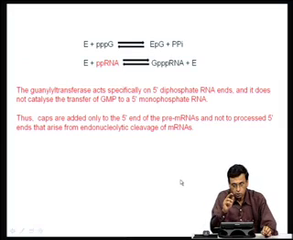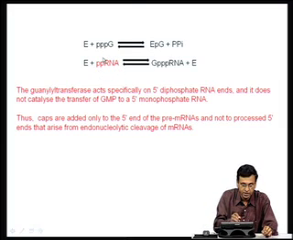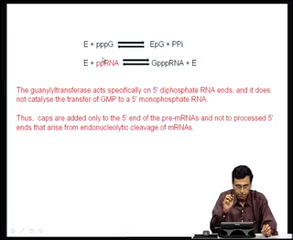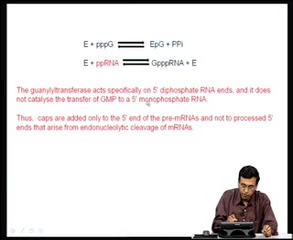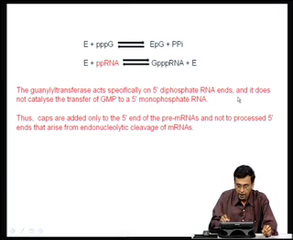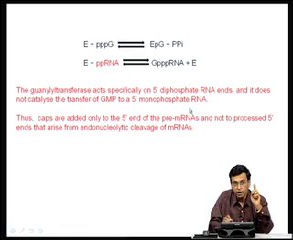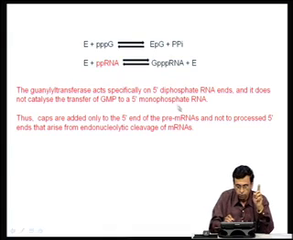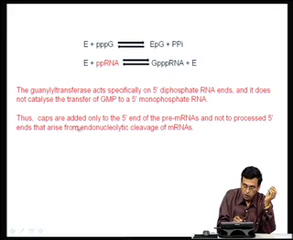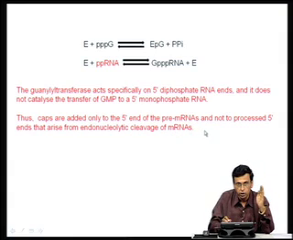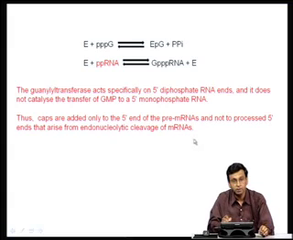Now, I told you that I have depicted this diphosphate RNA in red, and there is a very important reason for that. The guanylyl transferase acts specifically on the 5' diphosphate RNA, and it does not catalyze the transfer of GMP to a monophosphate RNA. It is very important to remember that guanylation takes place only for a diphosphate RNA, but not for a monophosphate RNA. Why is this important? It is important because the caps are added only to the 5' end of pre-messenger RNAs, but not to processed 5' ends that arise from the endonucleolytic cleavage of RNAs.